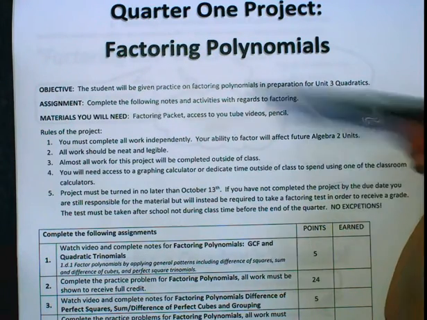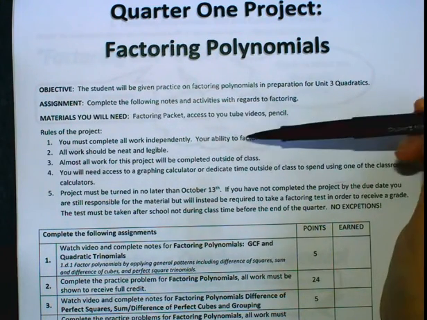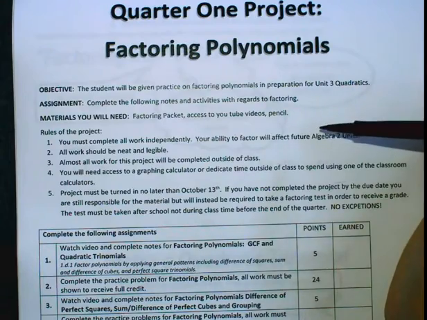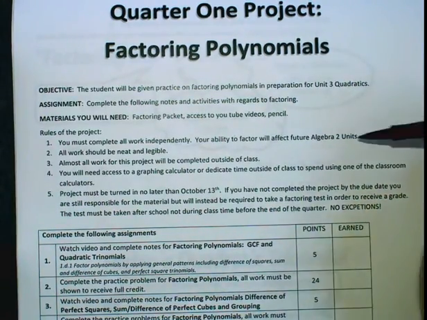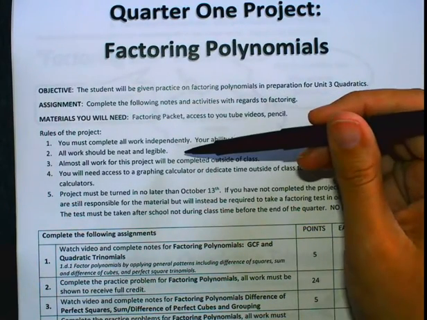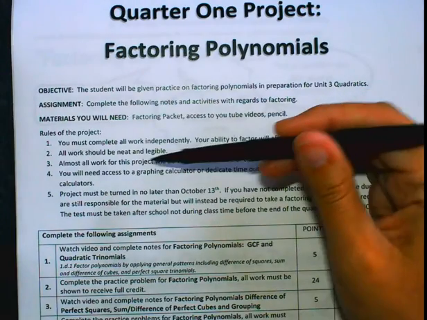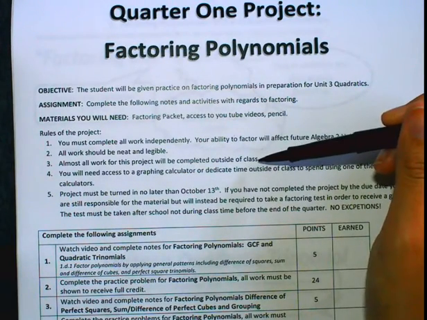The rules of the project. You must complete all work independently. Your ability to factor will affect future Algebra 2 units. Many of the units in Algebra 2 require you to know how to factor. All work must be neat and legible. Almost all work for this project will be completed outside of class. There will be very few opportunities inside of class to work on the project.